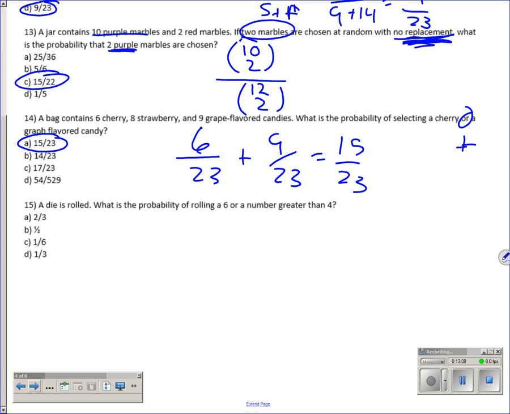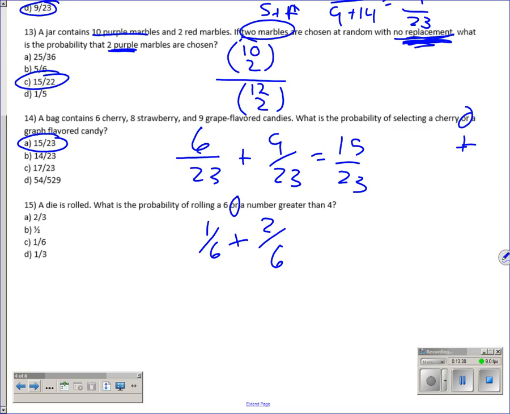Now, number 15 is the same exact way, but you got to be careful with this one and the ones on the test. With or statements, you have to ask yourself if they're mutually exclusive. A die is rolled. What is the probability of rolling a 6 or a number greater than 4? Okay, so or means add. Well, the probability of rolling a 6 is 1 out of 6. The probability of rolling a number greater than 4 is 2 out of 6, because it can either be 5 or 6. But 6 is a number greater than 4.